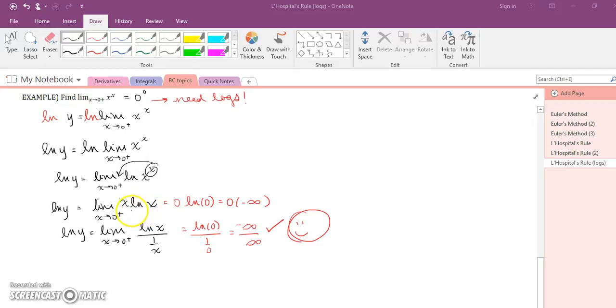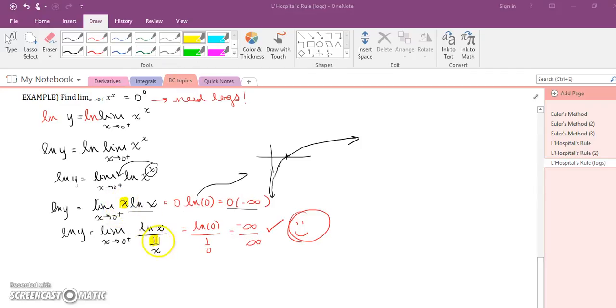I tried direct substitution here. I get 0 times negative infinity. For the natural log of 0, you have to keep in mind this is approaching 0 from the right. The graph of natural log looks like this. So as I approach 0 from the right, my graph is going down to negative infinity. So this doesn't work. That means I have to flip something to the denominator.